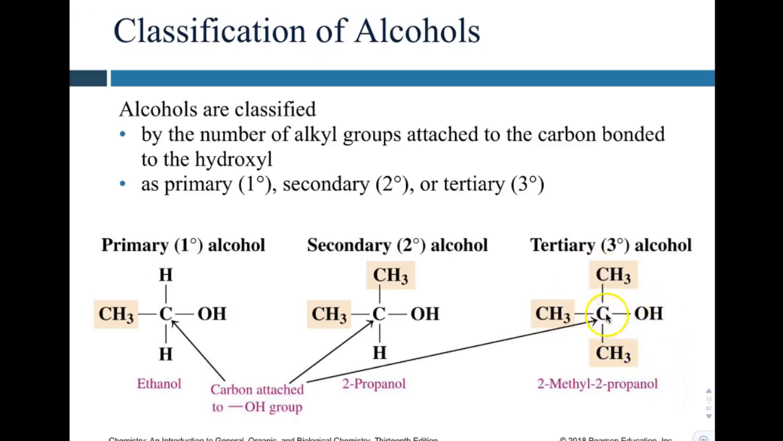Now, you're not looking at just any carbon to count how many things are around it. You're looking only at the carbon that's attached to the hydroxyl. That is the only one that matters. So move one carbon in and count how many things are around that carbon. And then you'll get your primary, secondary, or tertiary behavior.